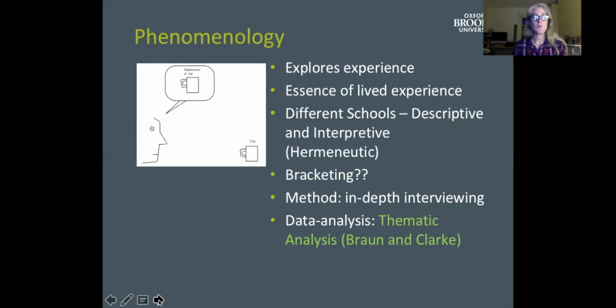And then we have phenomenology. And this is frequently used in nursing because we tend to want to know, what is it like to experience what you're experiencing? You know, what can we learn from your experience of this and how we practice? So phenomenology explores experience, looking for the essence or commonalities of an experience. And of course, there are different approaches to phenomenology.